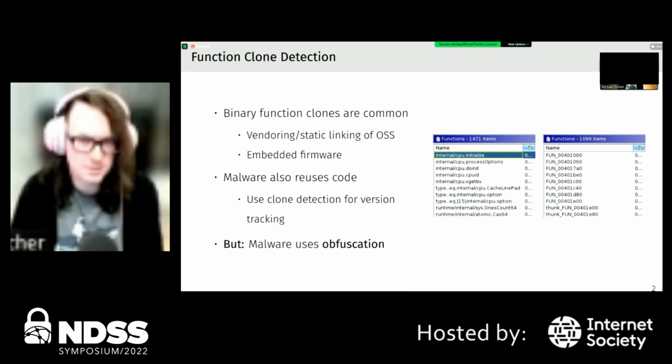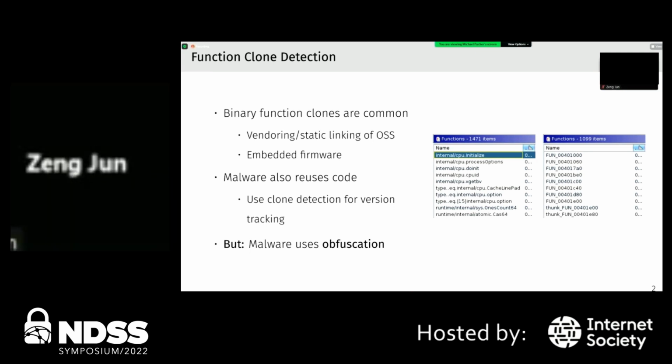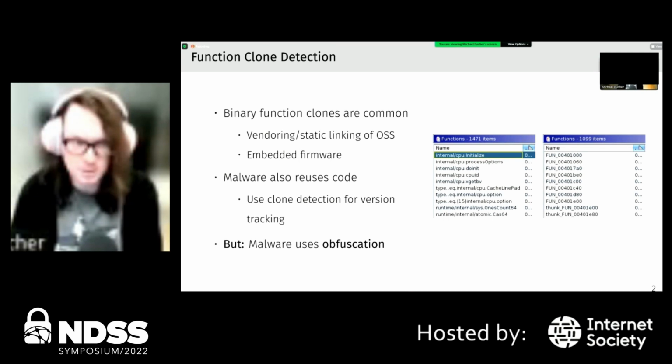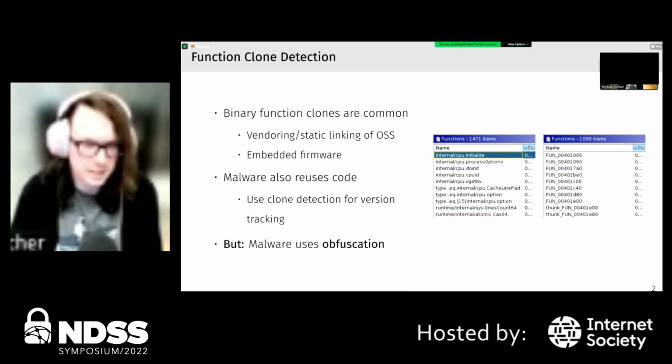The issue we have is when we have an unknown binary, we don't have any debug symbols, we don't know any of the function names in there, and we want to find out from the binary code what the name of the function is, which is useful because vendoring or static linking in open source is common. We have embedded firmware, and we also have malware that reuses code, where we could use clone detection for version tracking, for example, or making it easier for a manual analysis. But malware also uses obfuscation.